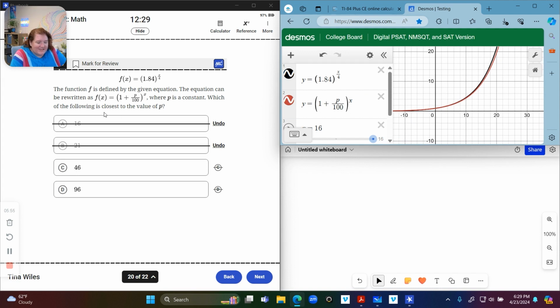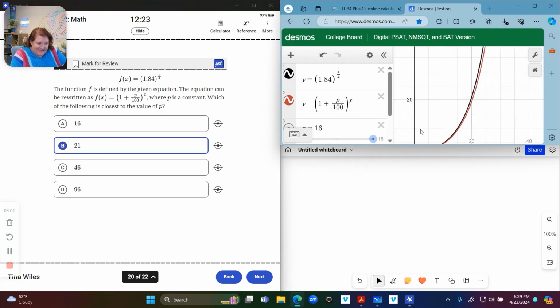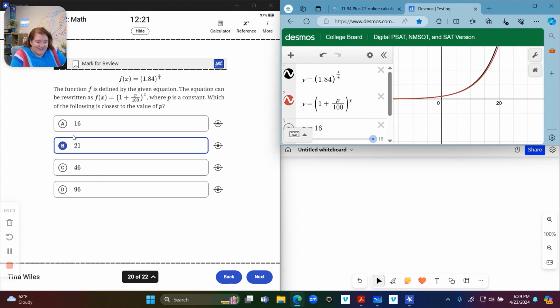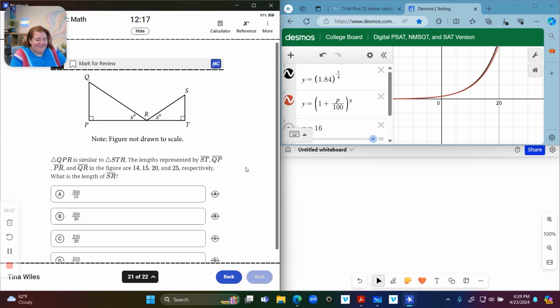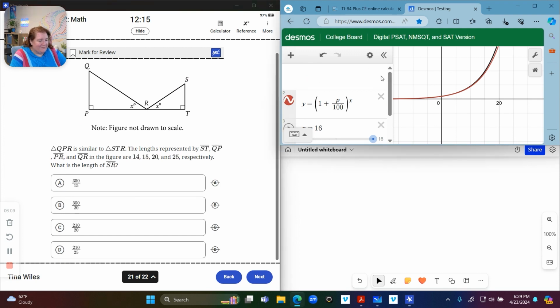Oh, it's closest. Ha! Tina, read the whole thing. Closest to the p-value would definitely be 16 because everything else was not even close. Phew! Tina, read the problem right.